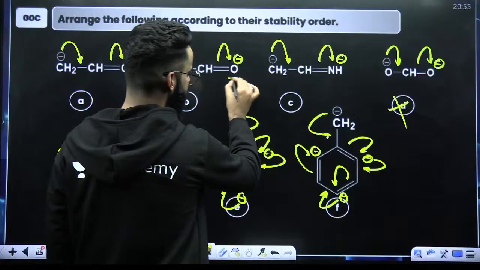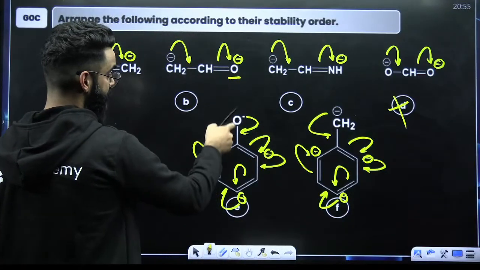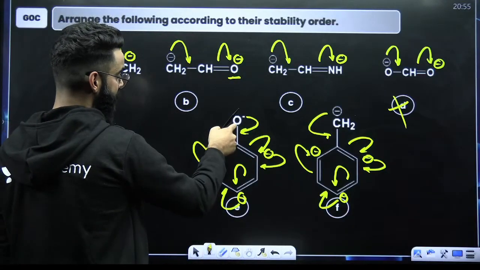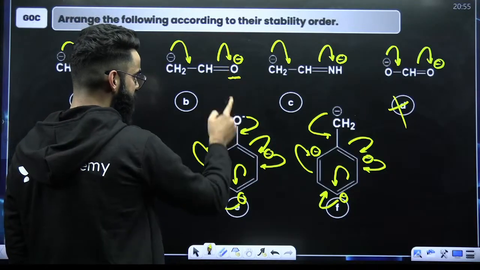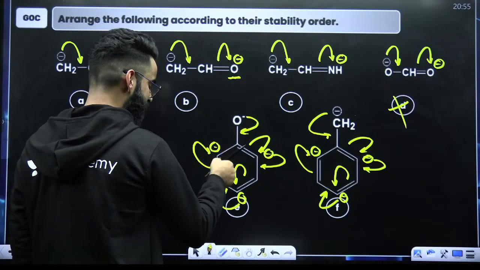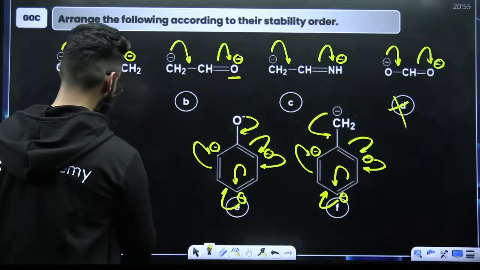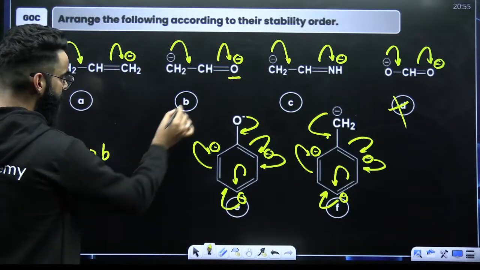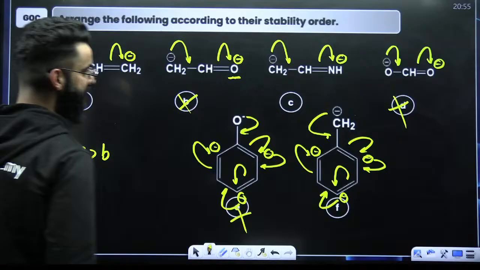Now, which other molecules are there wherein 1 oxygen is carrying negative? Here 1 oxygen is carrying negative. Here also 1 oxygen is carrying negative. No doubt oxygen is carrying negative here also. But in this particular case, resonating structures would be more. So E would be more stable than that of B, right?